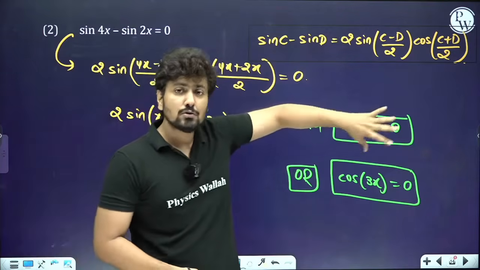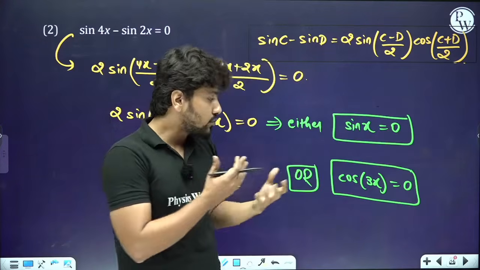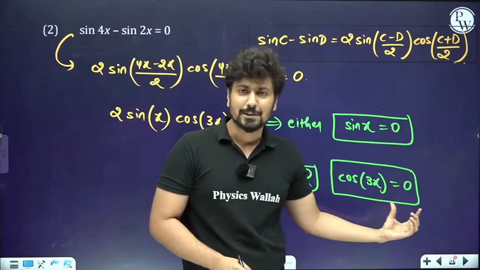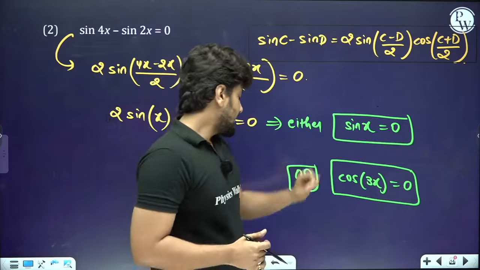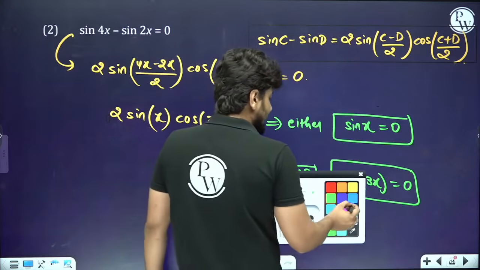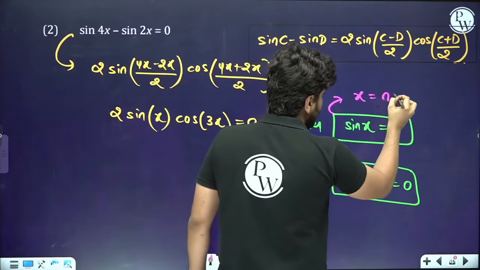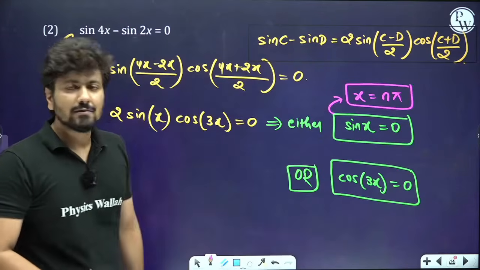Sin x is equal to 0. So what are the values of x which satisfy this equation? Can you find that out? And also include in those solutions the solutions that we get from the equation where cos 3x is equal to 0. First of all, let me write the solution for sin x is equal to 0. We know that sin x will be 0 when x is equal to n pi. x will be an integral multiple of pi, so there sin x will be 0.